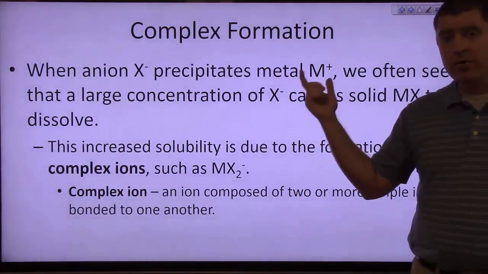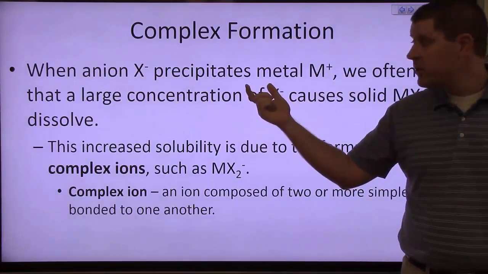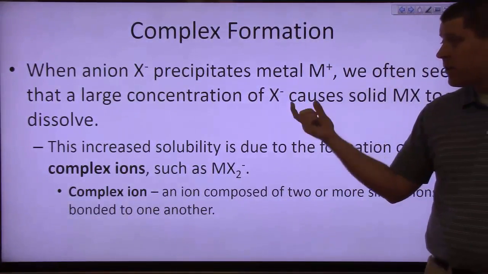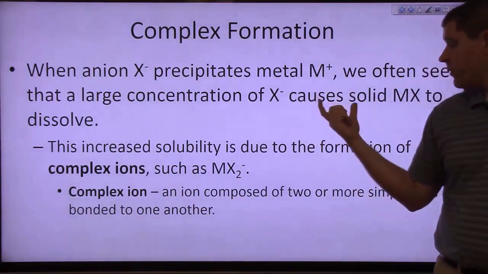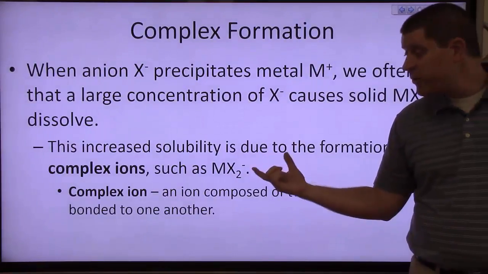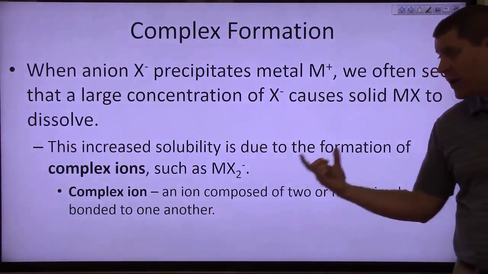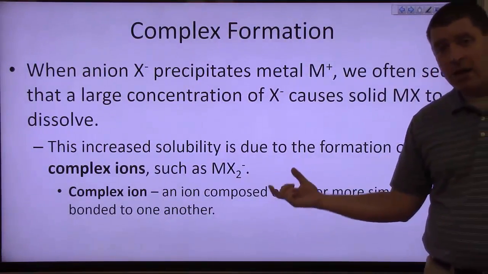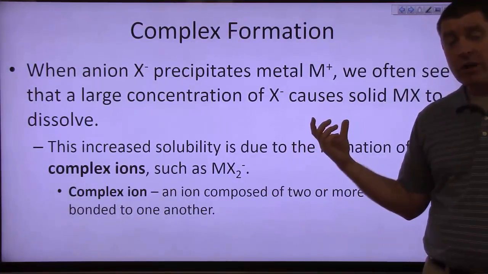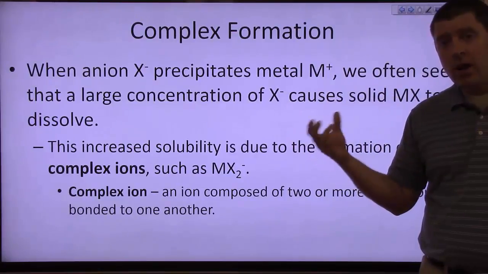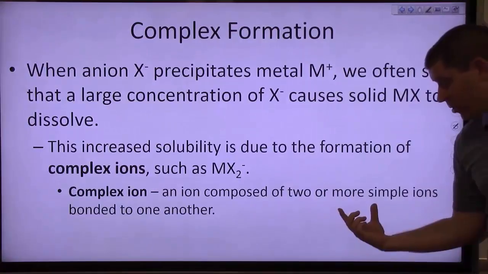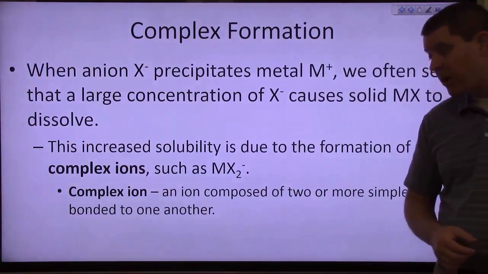So let's look at complex formation. When an anion X- precipitates a metal M+, then we often see that a large concentration of X- causes solid MX to dissolve. So this increased solubility is due to the formation of complex ions, such as MX2-. That is, we've taken an MX, something that was precipitated out, and we've now added to it another anion. So a complex ion is an ion that's composed of two or more simple ions bonded to one another.